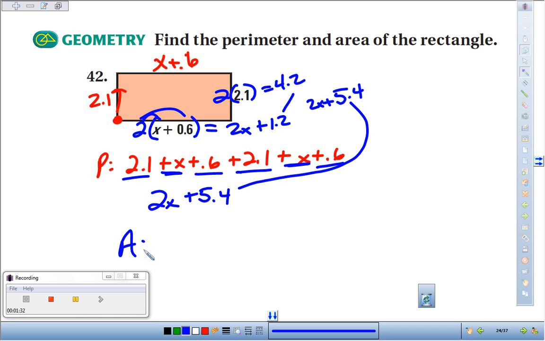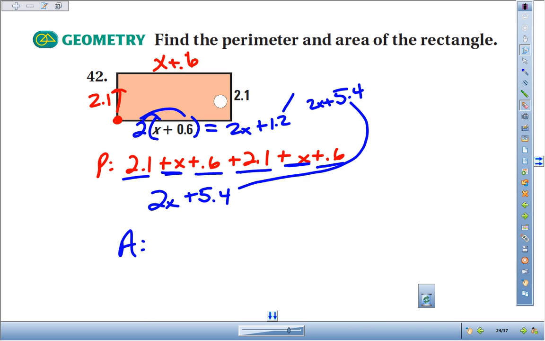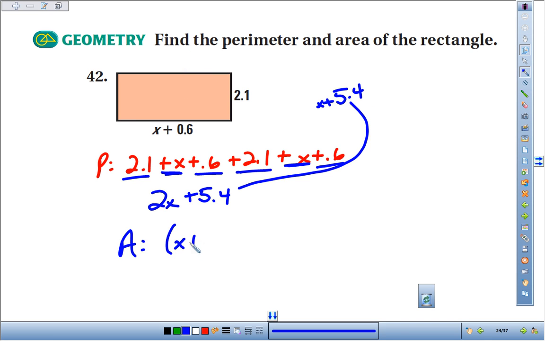As far as the area goes, let's clean up some of this mess. As far as the area goes, length times width to calculate the area of a rectangle. Length, x plus 0.6, times width, 2.1. And some people say, well, can it be afterwards? Sure. We could use the commutative property and shuffle the 2.1 out front too if that makes you feel more comfortable.